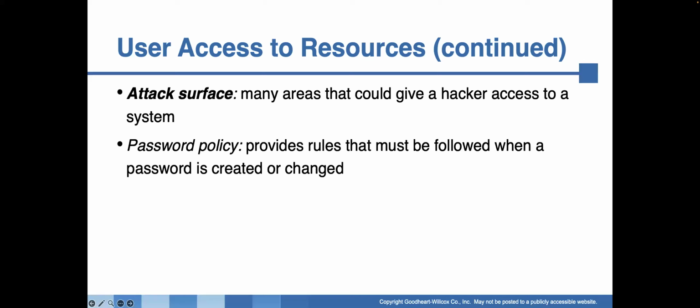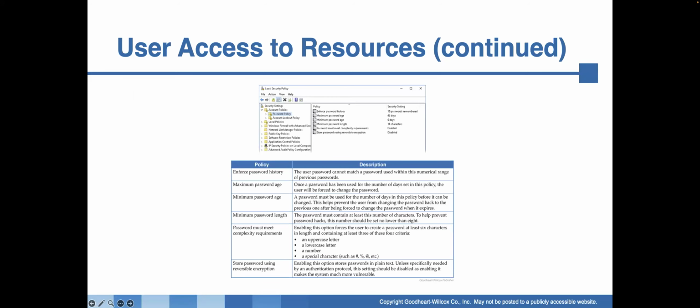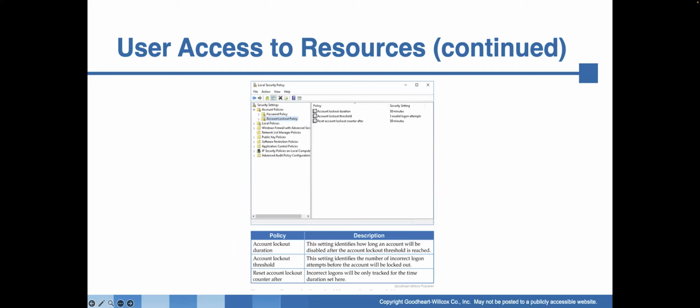Password policy provides rules that must be followed when a password is created or changed. And here are just some of the policies I just mentioned that exist on the Windows computer. Under the password policy, you can see policies like enforce password history, maximum password age, minimum password length, and their descriptions. Also here, we have the account lockout policy, with account lockout duration, account lockout threshold, and reset account lockout counter after, along with their descriptions.